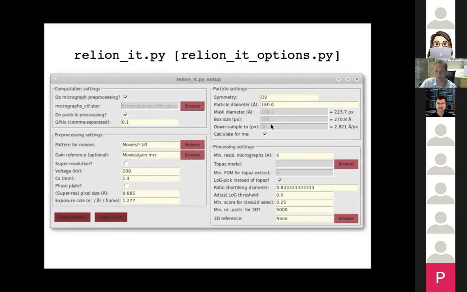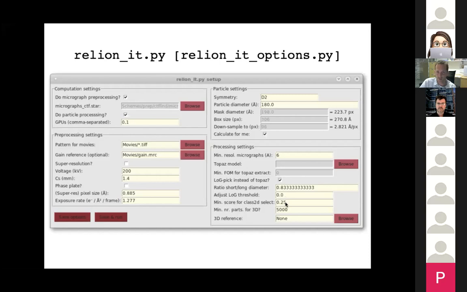You then get automatically a suggestion for how big your box size should be, and it actually works with downsampled box sizes to get your results more quickly. And you provide the symmetry as well. Then your resolution cutoff for the micrographs, and then you can either do LoG picking, in which case you need to provide a ratio of your shortest and longest diameter of the particles. Just use one if you think they're more or less spherical, and a threshold for the LoG picker. And if you use Topaz, then the algorithm will just use the default Topaz picker.